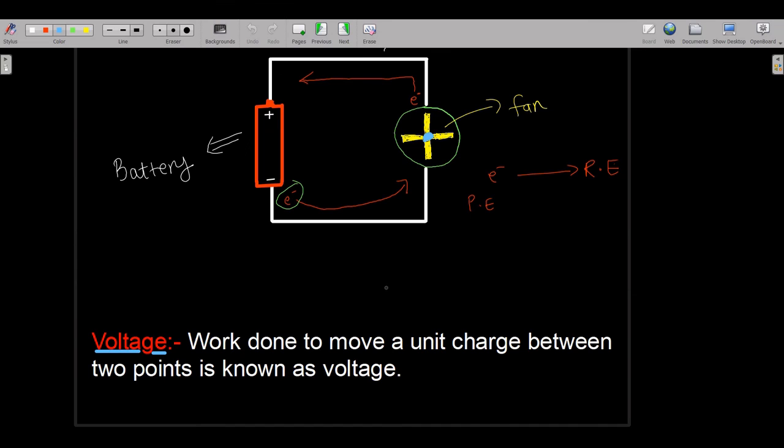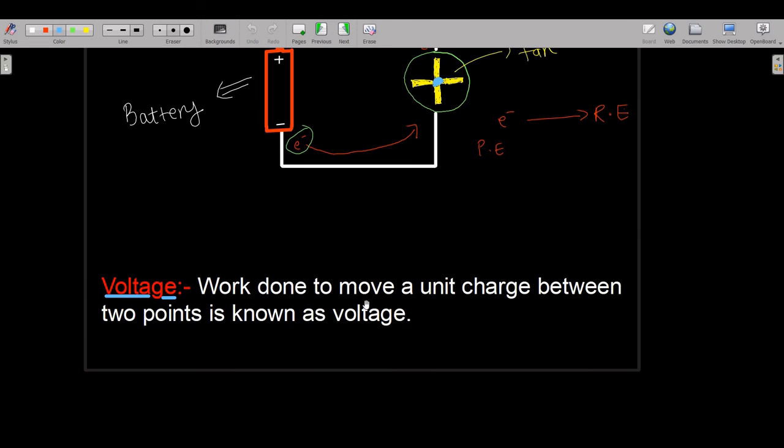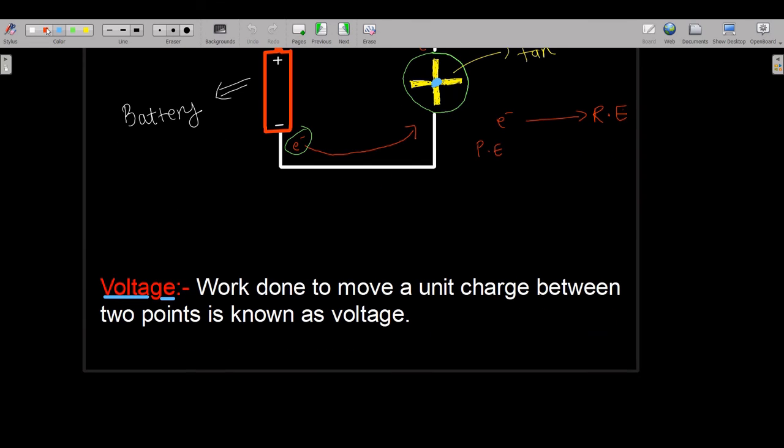Again, work done to move, or energy supplied. Work done can also be written as energy supplied by the battery, or by whatever it may be. It doesn't require a battery; it may be some chemical reaction. In fact, a battery has the chemical reaction. So energy supplied by the battery, for now we will consider the battery, to move a unit charge, that means 1 coulomb of charge. A unit charge means what?